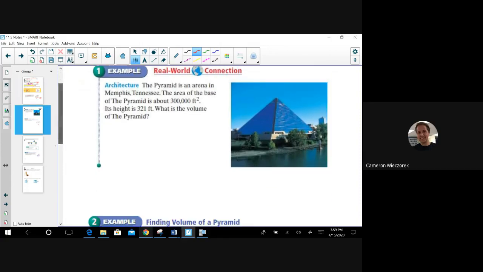First example we have is the pyramid. It's an arena in Memphis, Tennessee. They tell me the base of the pyramid has an area of about 300,000 square feet, and the height of the pyramid is 321 feet. We want to know what is the volume of the pyramid.